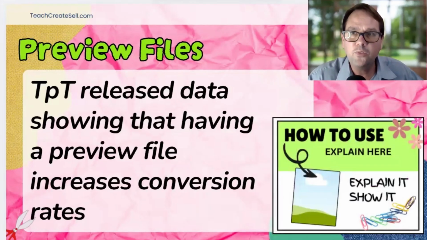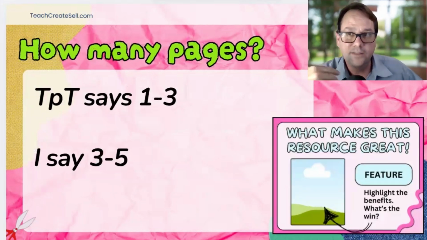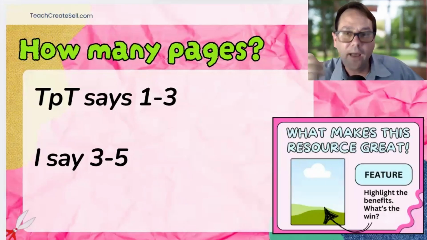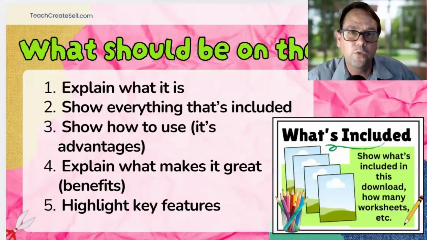TPT has released data. Forgive me for not knowing the exact numbers, but it says that having a preview file increases conversion rates. This is not by a little bit. It's a good amount. So it's a great strategy to have a preview file. Now, TPT has come out and said, we recommend 1 to 3 pages, at least last time I checked what they were saying. I recommend 3 to 5. I don't think 1 is enough. I don't think 2 is enough. I say 3 to 5. You don't want to do too much more than that because you're going to overwhelm your viewer.